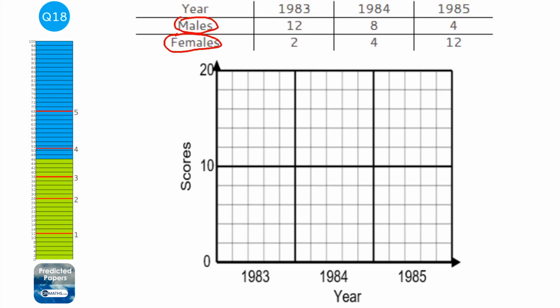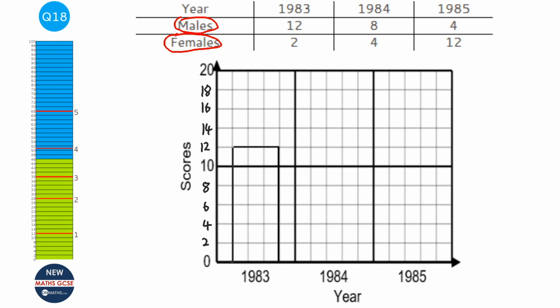Okay, so we're going to start off by working out what the scale is. It seems to be going up in 2s. And you don't need to write on what the scale is for each individual mark, but I'm doing it to make it easier to show. So the first one, the males goes up to 12. So let's try and line this up. They go up to 12 in 1983. And the females go up 2. So I'm going to add another 2 on, which is 1 square.